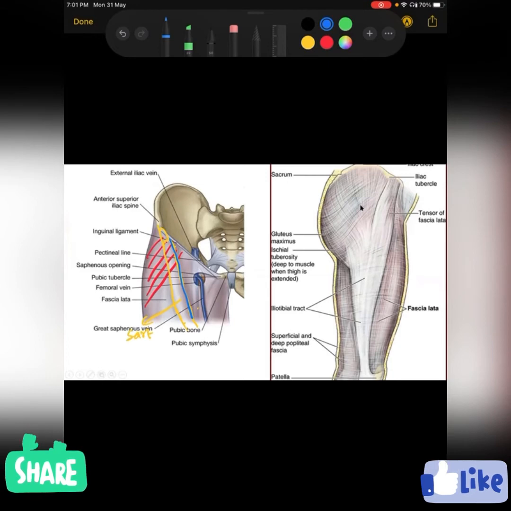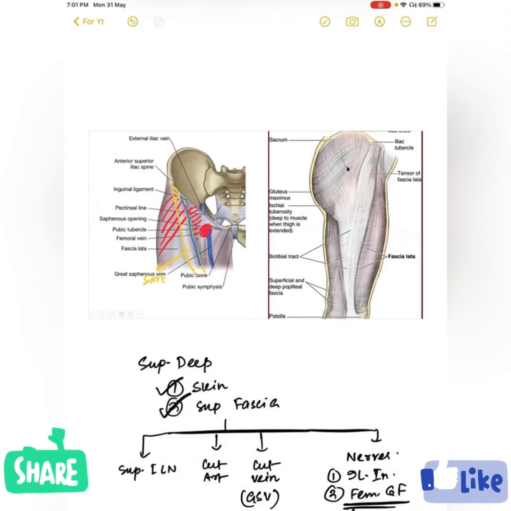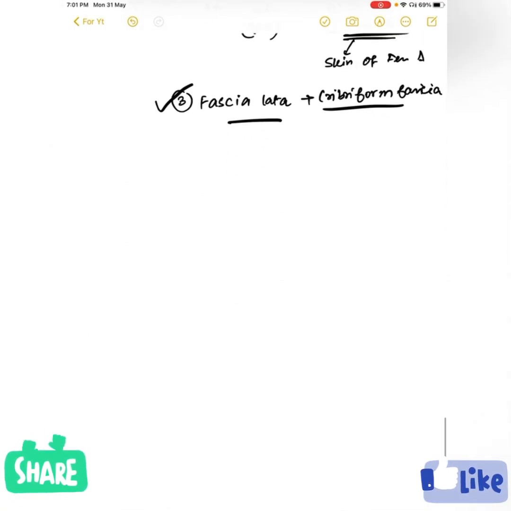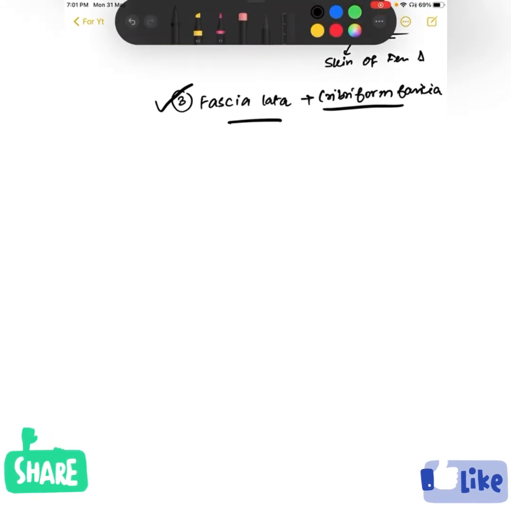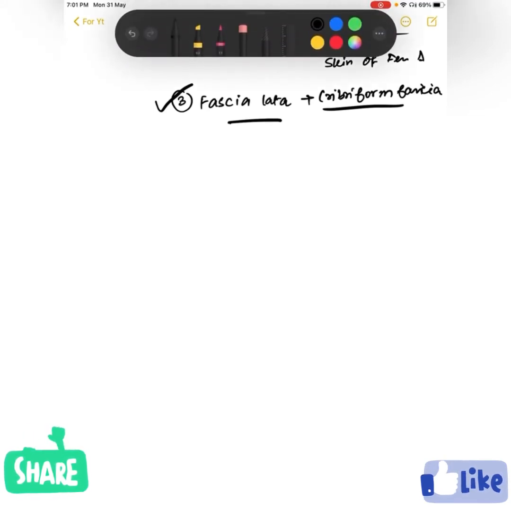So look, the femoral triangle's roof is formed by fascia lata, right? And there is an opening called the saphenous opening, which is closed by cribriform fascia, right? And the great saphenous vein is draining from superficial to deep towards the femoral vein through this saphenous opening, right? So now we know about the roof of the femoral triangle. Now we have to know about the contents of the femoral triangle. What are the things present inside the femoral triangle? So let's talk about the contents.